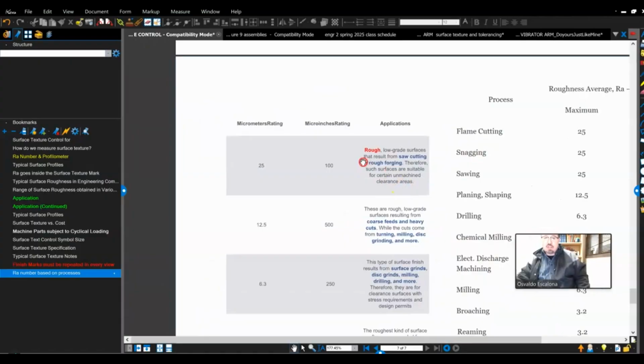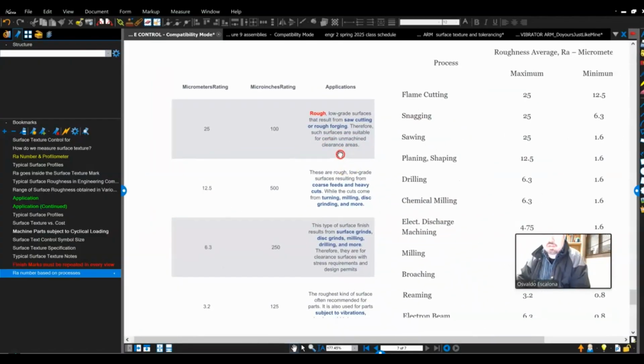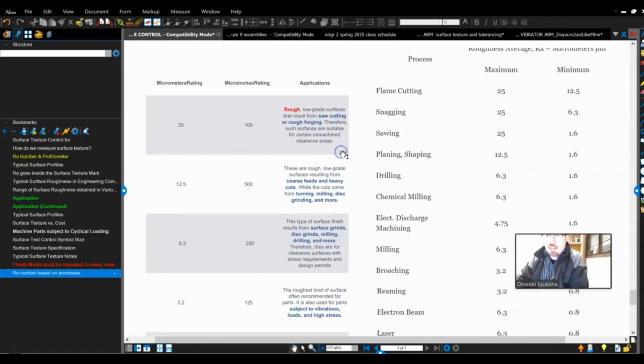I give you this in your lecture. It should be in your Dropbox, in your lecture folder. And again, I will give you an idea of what each of them do, each of the 25, 12.5, 6.3, and what kind of process can be achieved in terms of RA number.